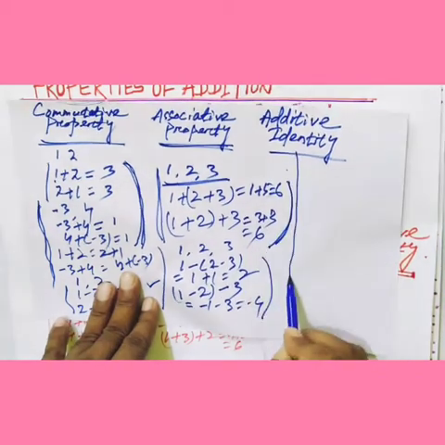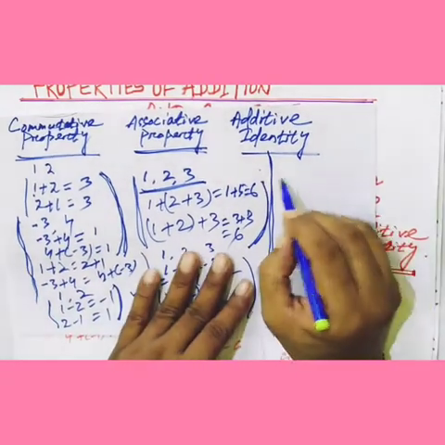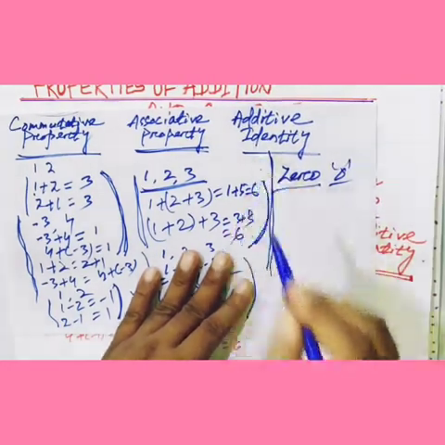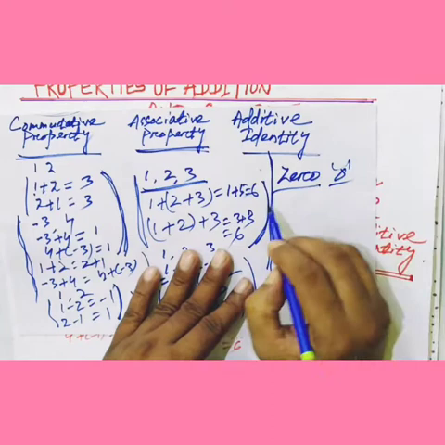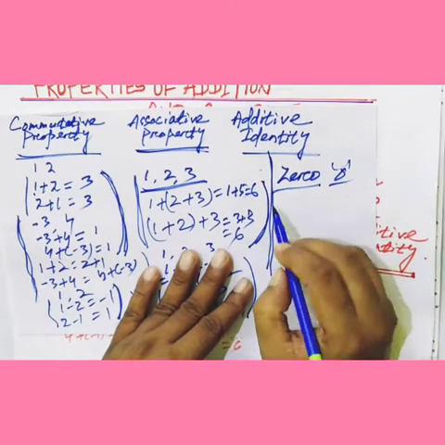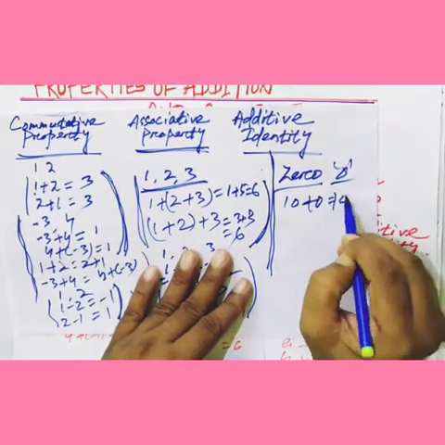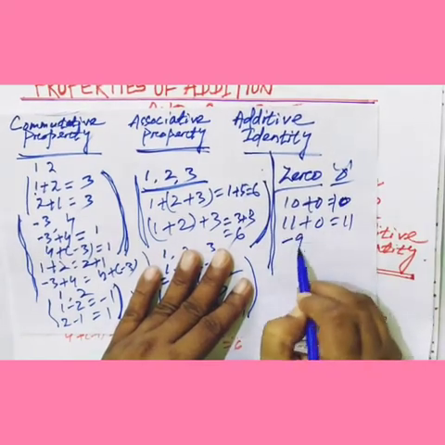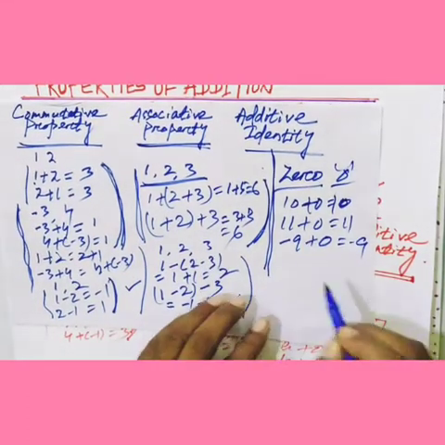Next, additive identity. What is additive identity? 0 is called the additive identity of any number, that is, of a whole number or integer. For example, 10 plus 0 equals 10. 11 plus 0 equals 11. Minus 9 plus 0 equals minus 9.